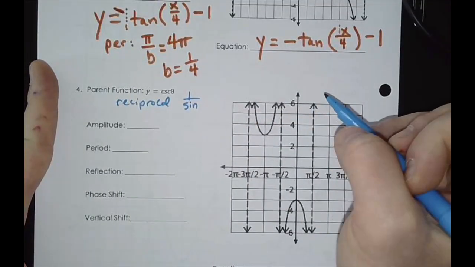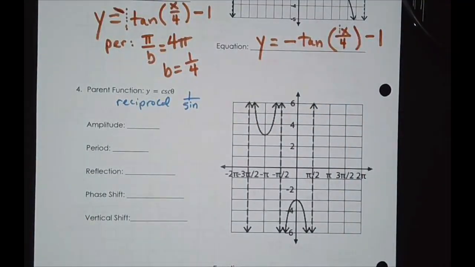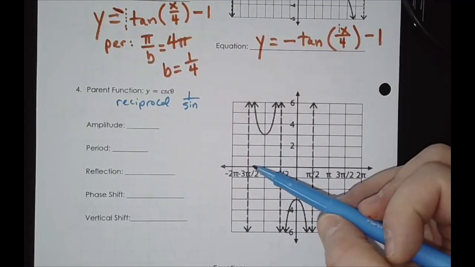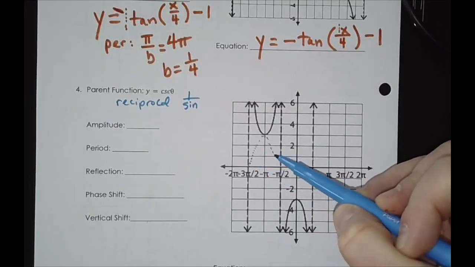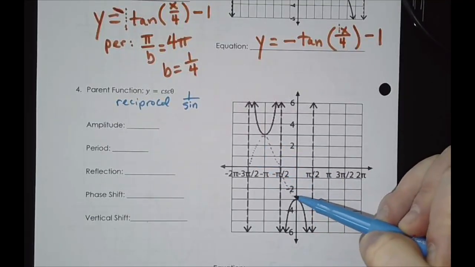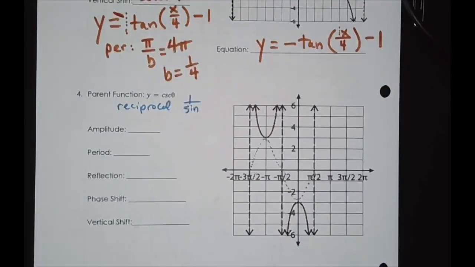1 over sine. All right, now what I'm going to do is, let's draw what it looks like as they don't have it drawn in. We got to kind of picture this. It would go up here, through here, and here.